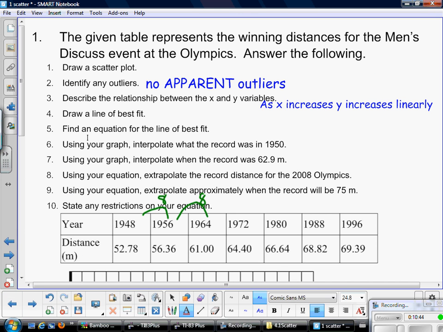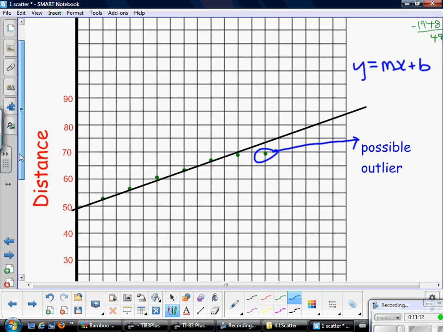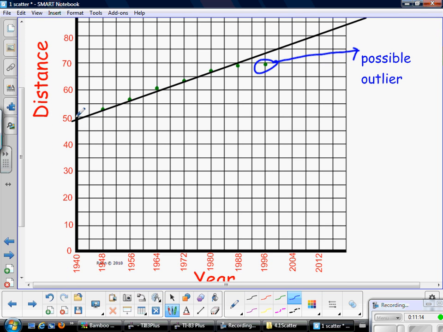It says find an equation for the line of best fit. Okay, so now this relies on the information that we learned, hopefully very well, in our previous unit. So what I need for line of best fit is y equals mx plus b. So that's what I need to look for. Okay, b is our y-intercept. So let's take a look. It appears to be right here, which is 50, 49 maybe. So we're going to say b equals 49.